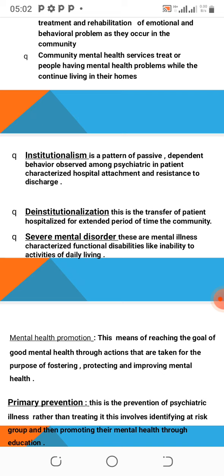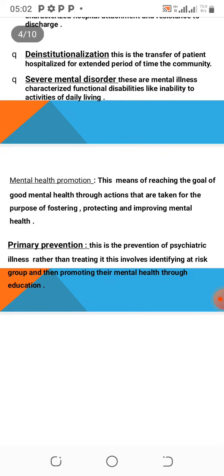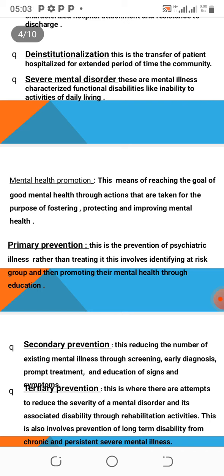That's deinstitutionalization. Then you have severe mental disorder. These are mental illnesses characterized by functional disabilities, for example, inability to do activities of daily living. And you have mental health promotion. So mental health promotion is a means of reaching the goals of good mental health through actions that are taken for the purpose of fostering, protecting, and improving mental health.